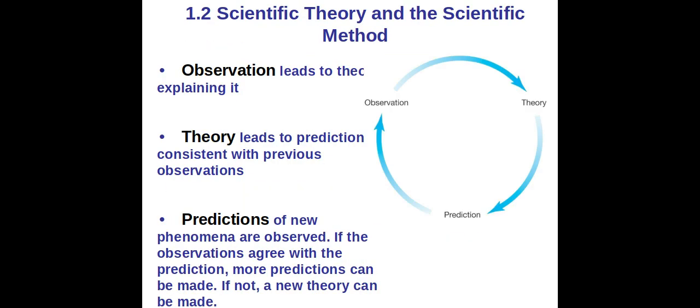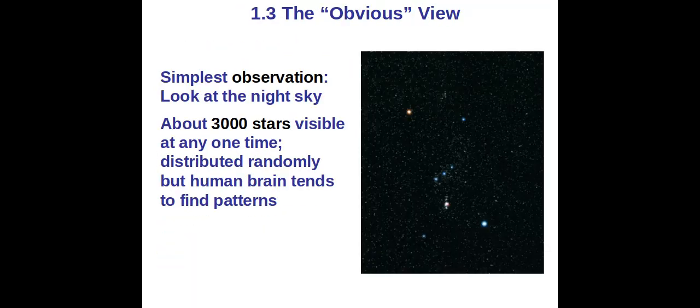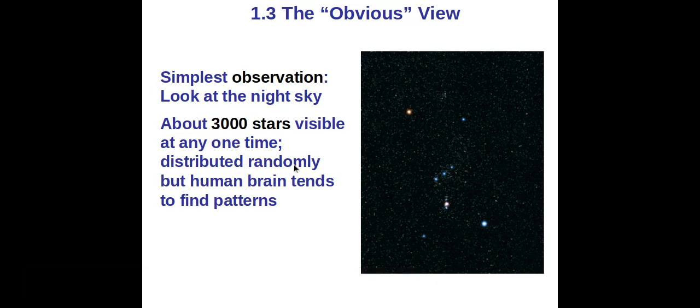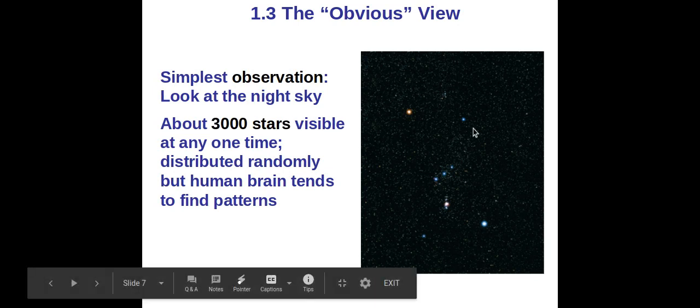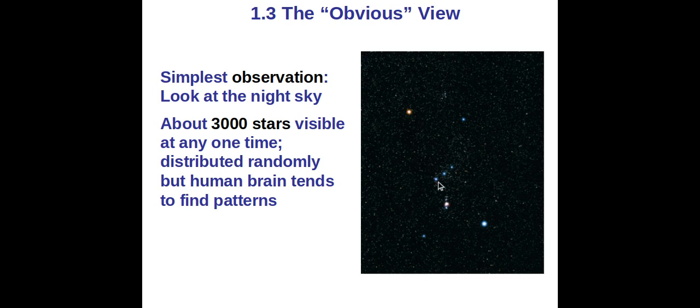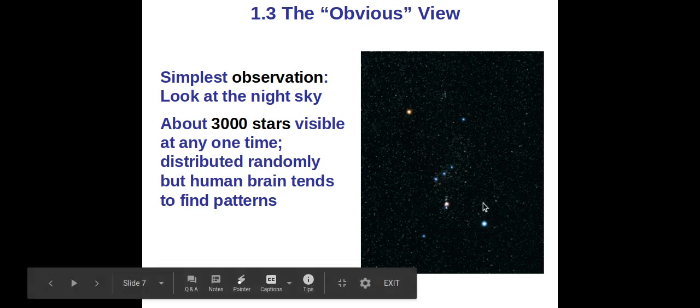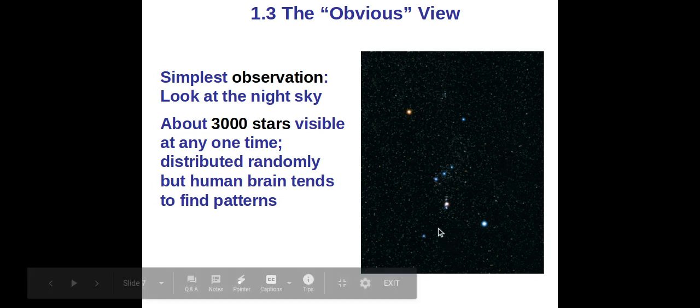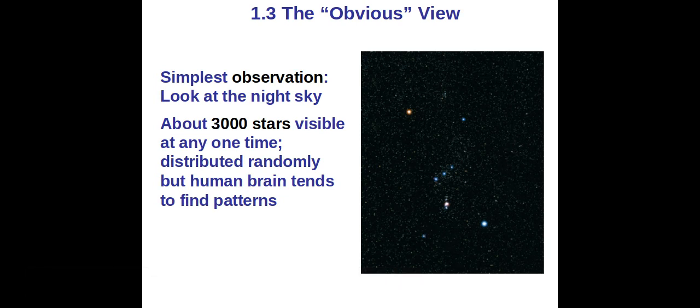I'm going to skip over the scientific method because you guys get it in other science classes. Simplest observation of the night sky is that there are about 3,000 stars that are visible at any one time, distributed randomly, but we like to find patterns in things. So here is Orion, and we say that here is Orion's torso, and here's his belts, and here are his legs, and there's his head, and there's like a shield over here. So we like to put patterns to things, but they really are distributed randomly.